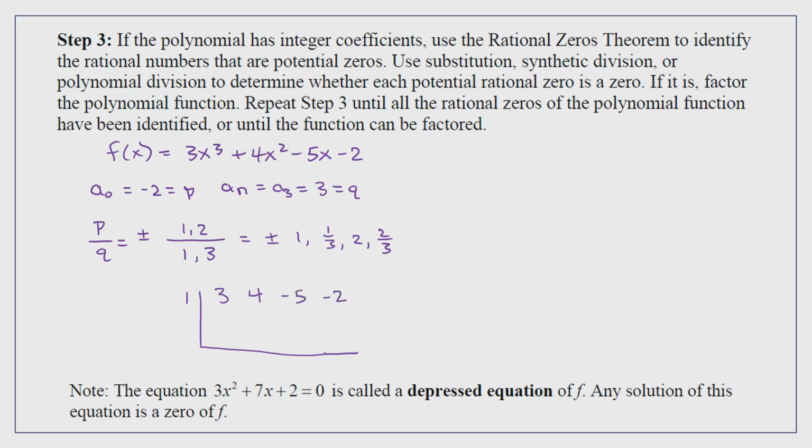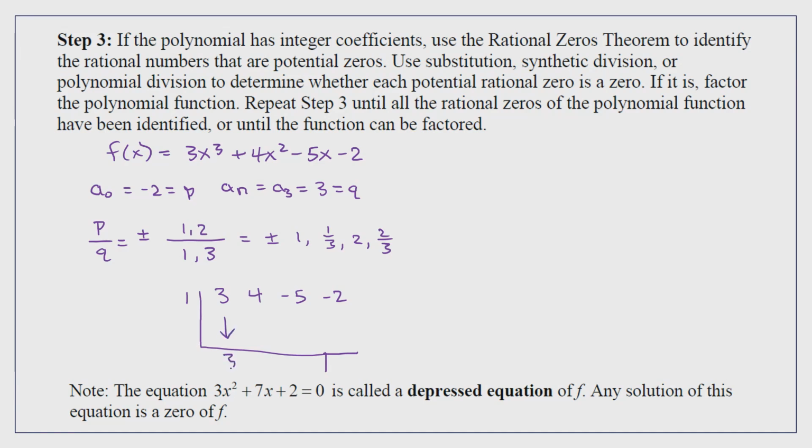I know my last value that I get here in the box is going to be my remainder. And I want that remainder to be a 0, because if it's a 0, that means 1 is a 0 of the polynomial function, and then I have my first factor of my function. So let's start the process.